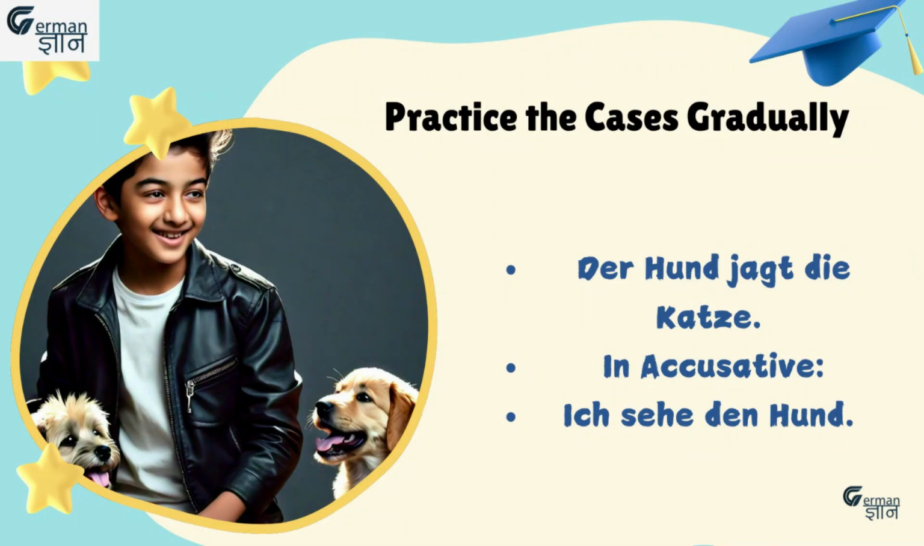For example, in nominative, the dog is der Hund and the sentence is der Hund jagt die Katze, means the dog chases the cat. Now, if you use the dog in accusative case, then der Hund becomes den Hund. For example, ich sehe den Hund, means I see the dog. So that's why it's important for you to learn the cases differently.